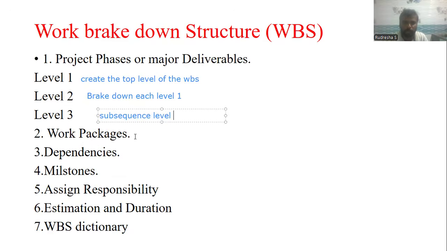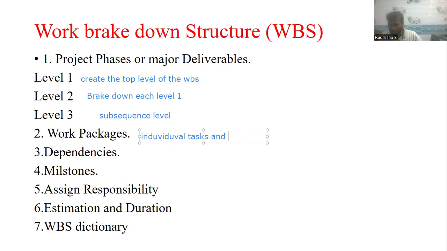Next, I am talking about work packages. What is in a work package? Define the work packages, which are the individual tasks and activities that can be assigned to specific team members or groups. I am talking about the individual tasks, which is one of the important parts of the work breakdown, manageable units of work. This is the work package.